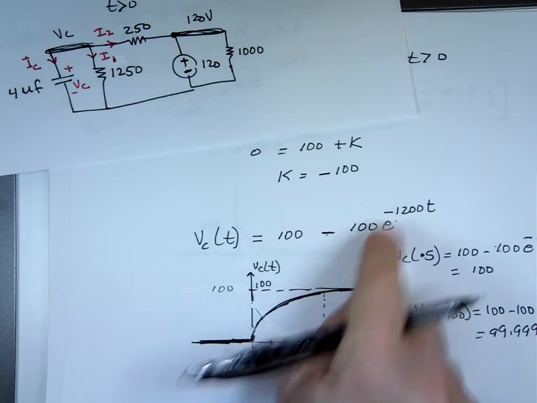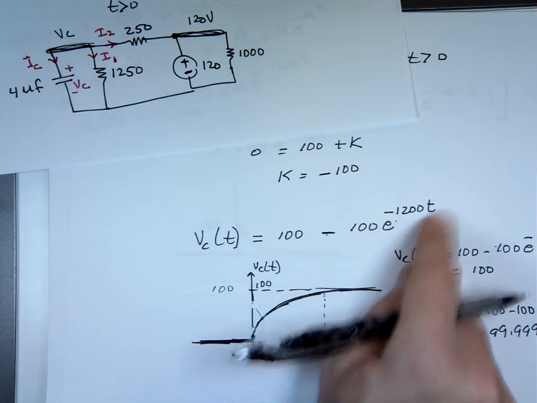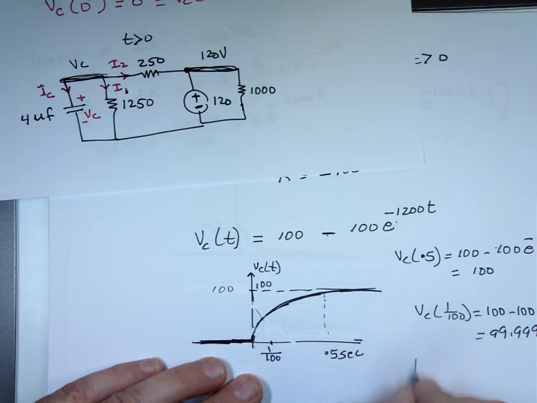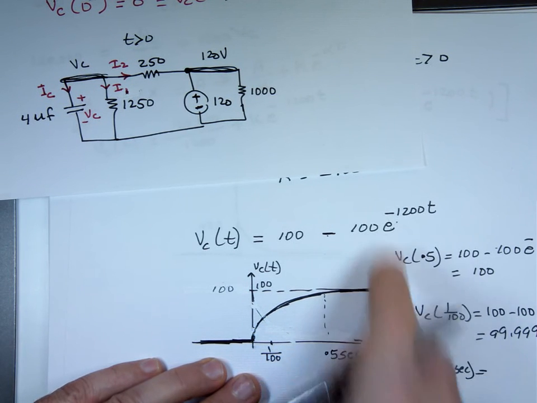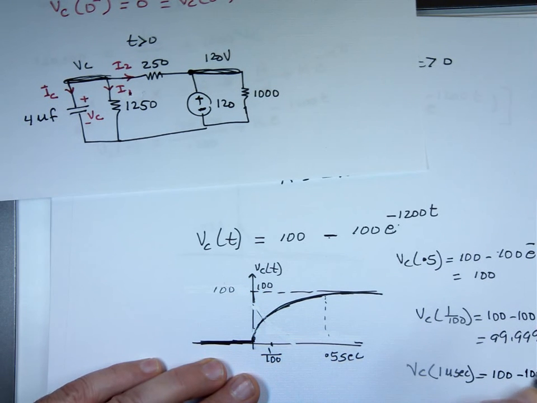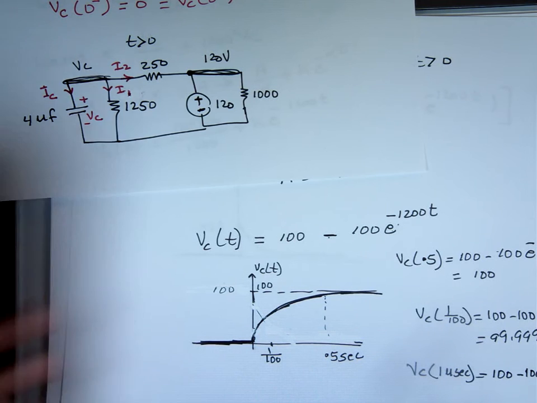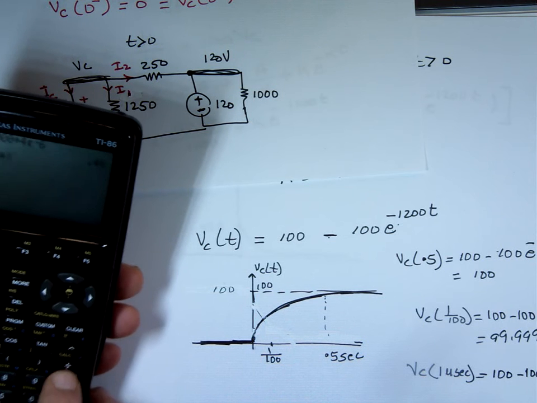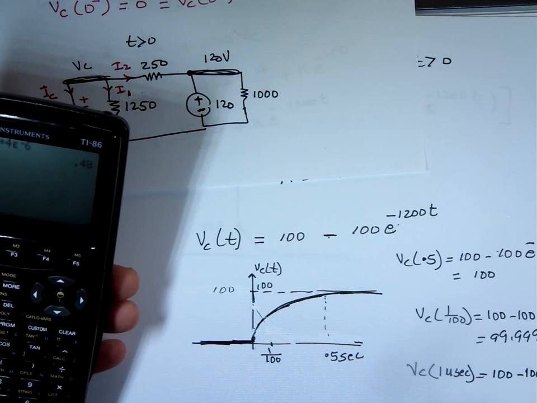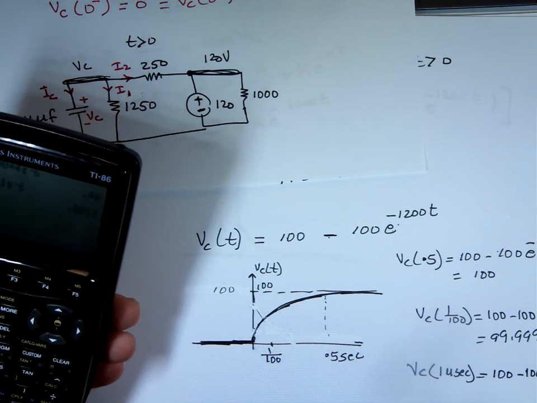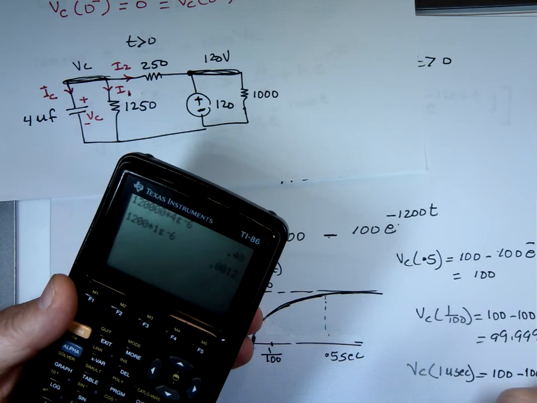When the time is 0 or very close to a small number, for example, if we use 1 millionth of a second, 1 microsecond, plug it in here, that's 100 minus 100 e to the power of negative 1200 times 1 microsecond. That's negative 0.0012.